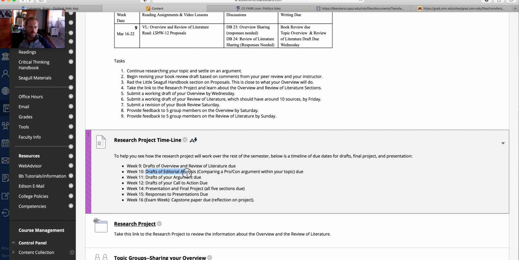But week 10, we're doing a draft of the editorial analysis, which is where you're comparing pro and con arguments within your topic, and I'll have some tips on how to find those. And then week 11, the draft of your argument is due. So by the time you've done your editorial analysis and your overview, you're going to have a good idea about what you want to argue, what your conclusion is going to be. Then week 12 is going to be the draft of your call to action. We have a week off where you're going to put together a presentation and do your final project, where all 5 sections are going to be due.